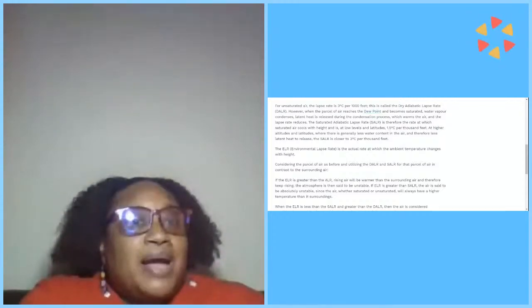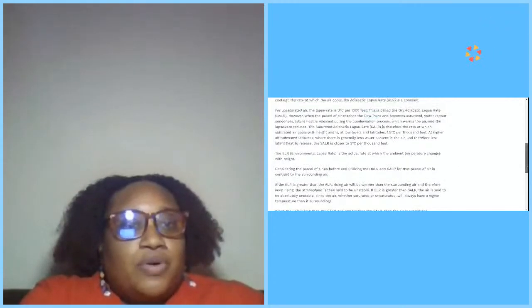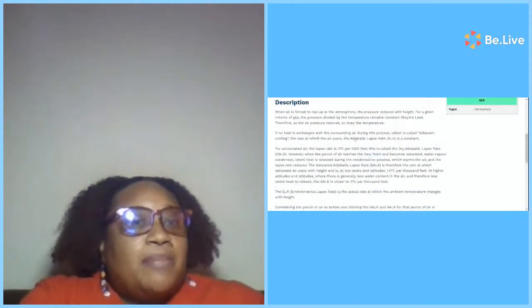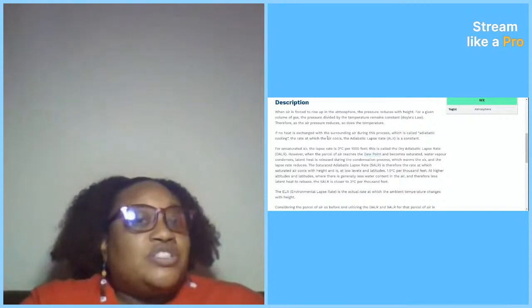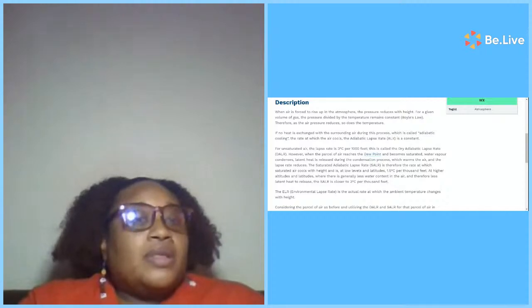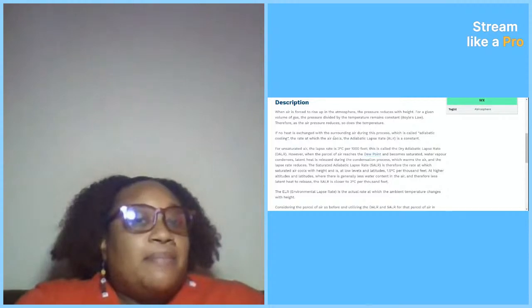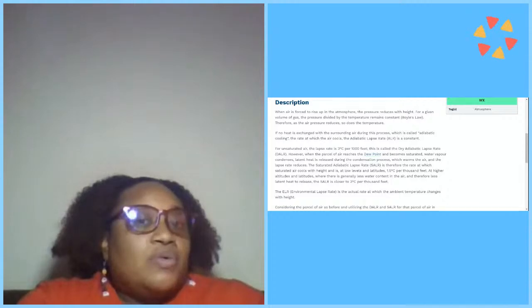So the adiabatic lapse rate here, right? I'm not too sure if you can see it here. You would see here, if there's no exchange with the surrounding air during the process, we call this adiabatic cooling. The rate at which air cools, we say that is the adiabatic lapse rate, right? The rate at which air cools, we call that the adiabatic lapse rate.